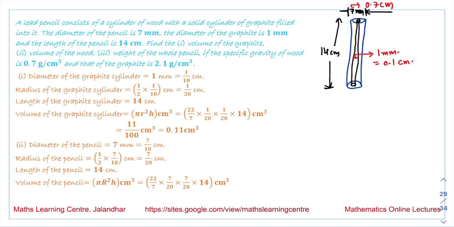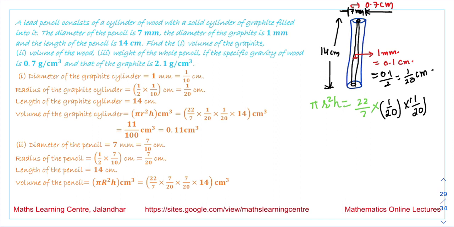Now the first thing we have to calculate is the volume of the graphite. For the volume of the graphite, the formula is pi r square h, so it is 22 by 7, and the radius over here is 0.1 by 2, that is equal to 1 by 20 centimeters. So the radius is 1 by 20, and it is squared over here, so it is 1 by 20 squared, and the height we have is 14.